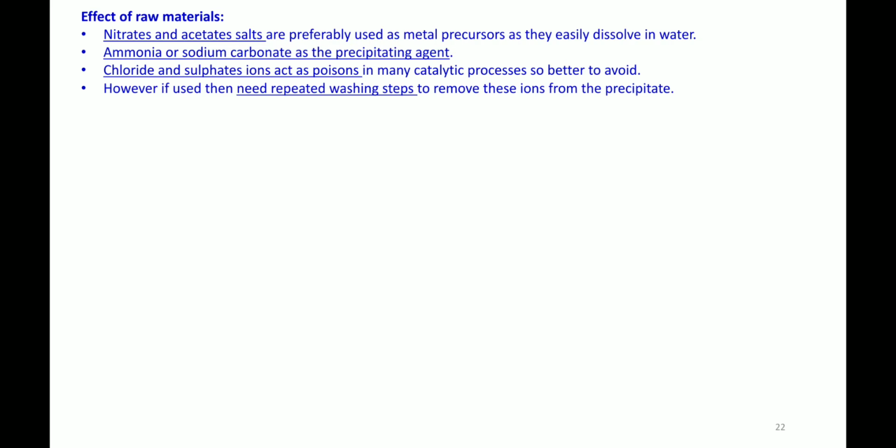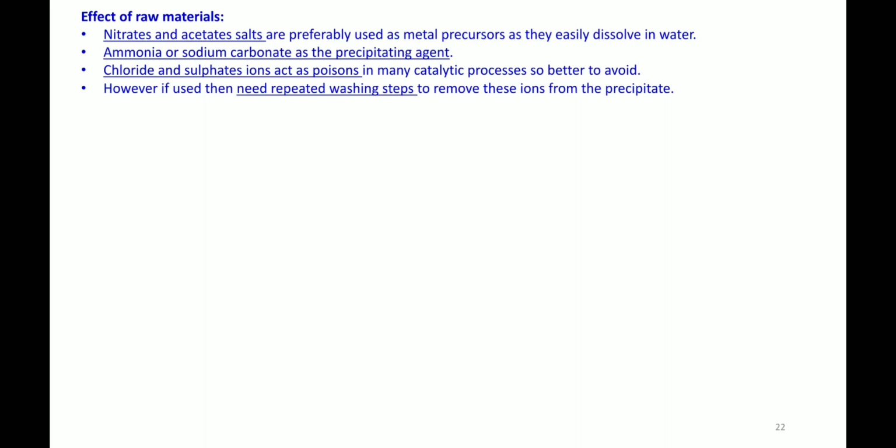Now let us try to understand what are the parameters which control this co-precipitation method. What is the effect of raw materials? What is the starting raw material you have to take care of for this kind of technique? So let us try to understand the effect of raw materials.